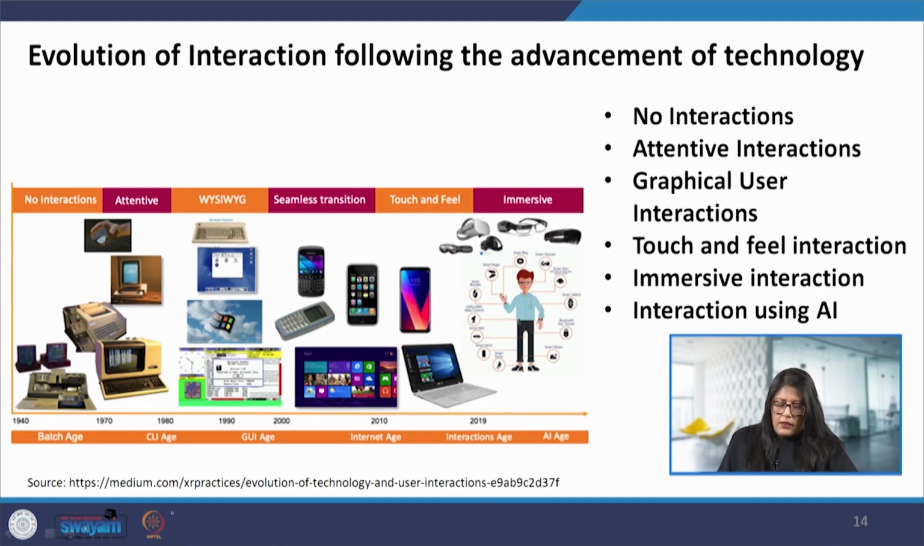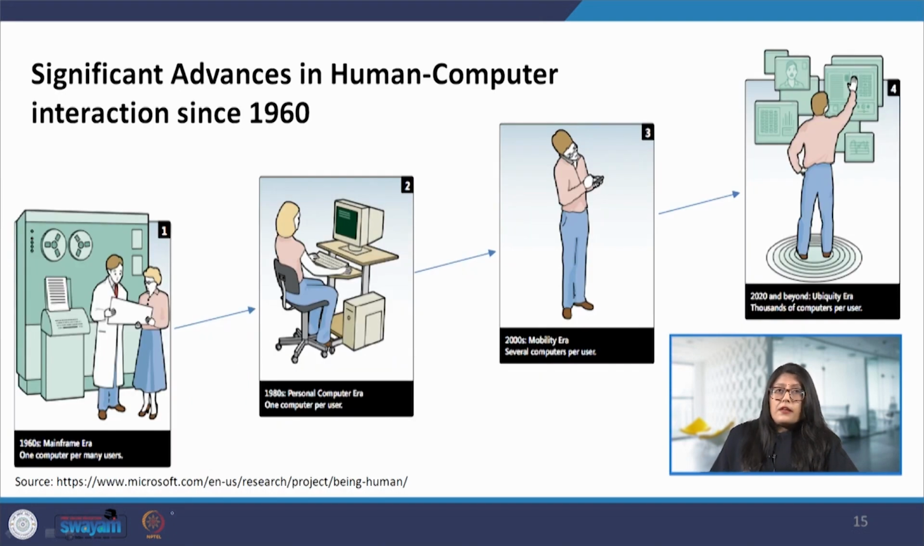And finally, the AI or artificial intelligence age, wherein now we have all these artificial intelligence techniques like deep learning and machine learning, which are an extension of the human, so they can take over some of the work that the human is doing. So that is the present and the future.